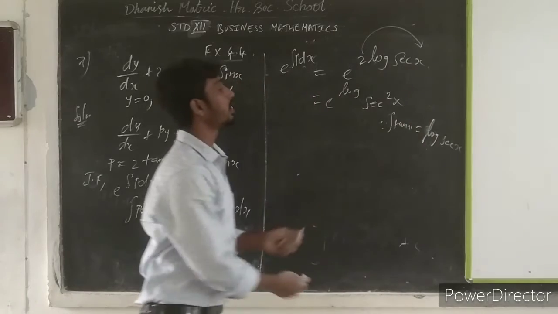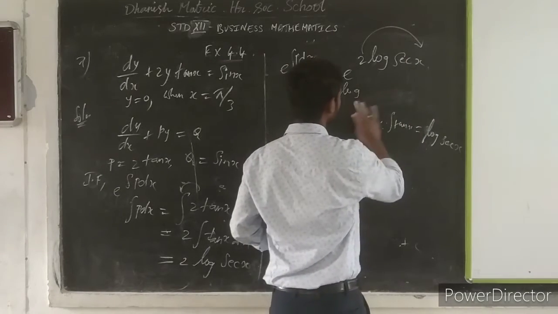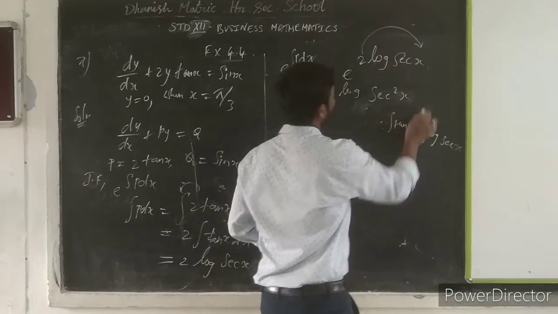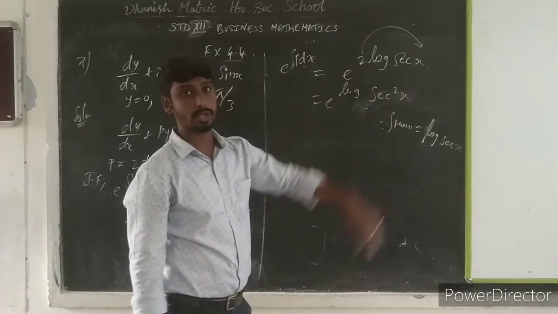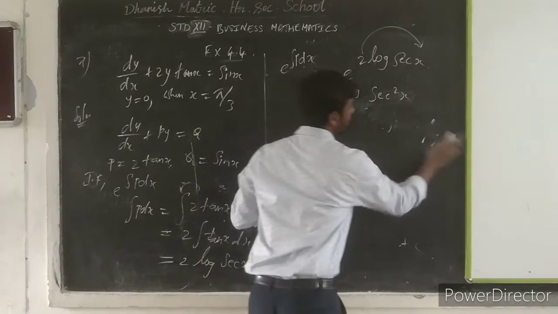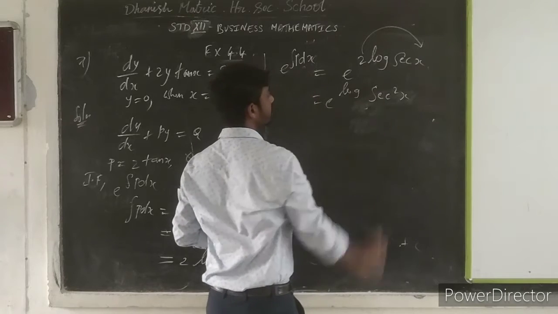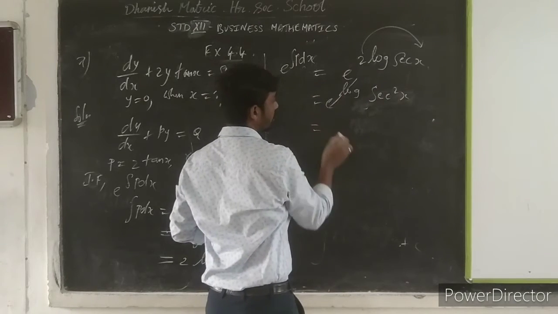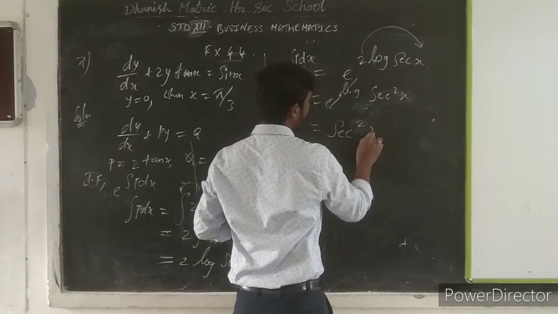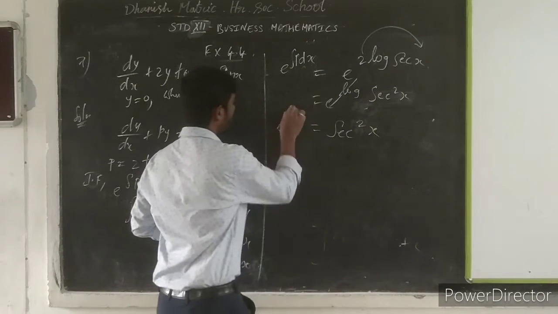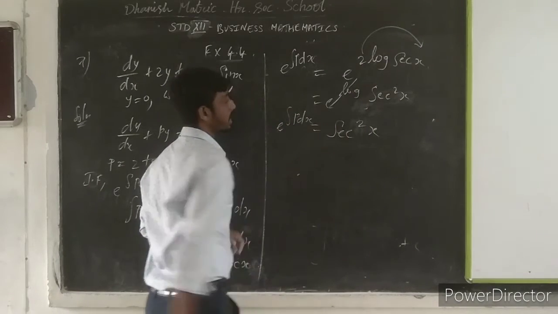Whatever value is behind the log goes into the power. You already know that one, already explained in the previous sums. So e and log cancel. What remains is secant square. So e to the power of integral of P dx is secant square x.